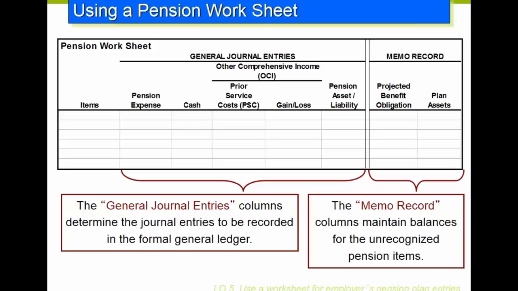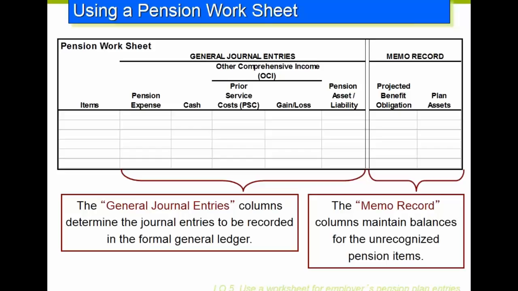And then we have plan assets. Plan assets are assets, but these plan assets are not on our balance sheet. They're actually held with a plan administrator. However, we do have what we call a pension asset or liability. So what we do put on our balance sheet is the difference between the PBO and the plan assets.